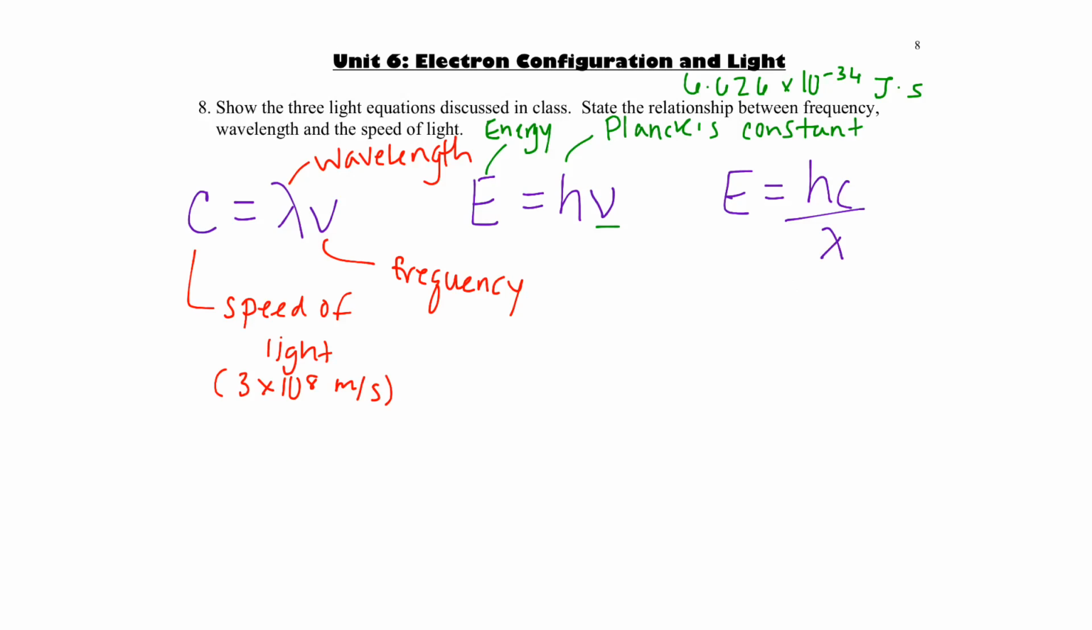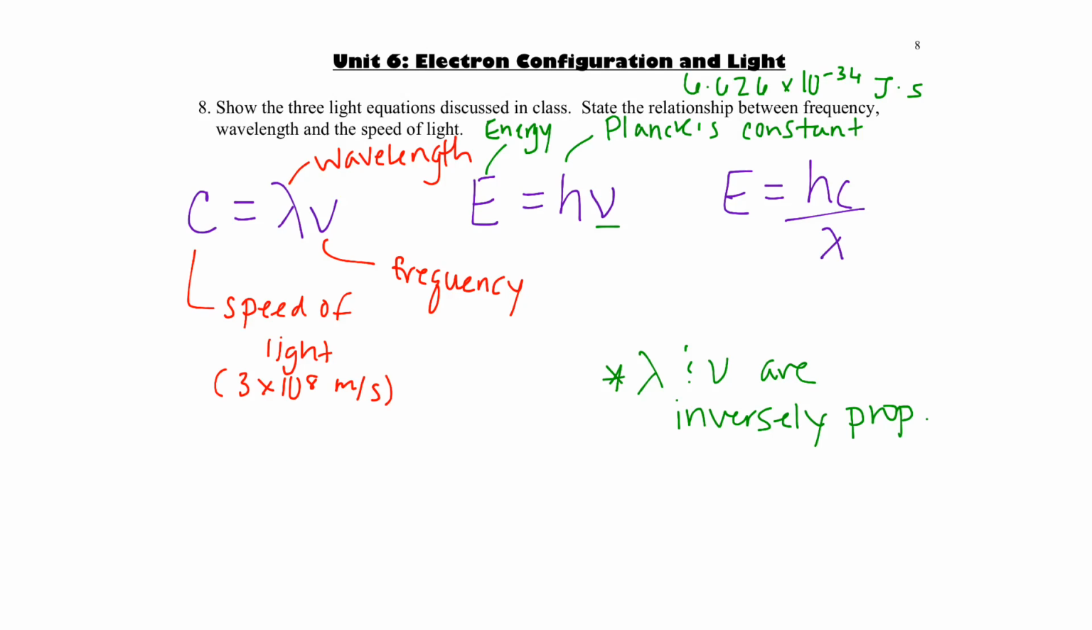The last part of the question asks you to state the relationship between frequency and wavelength and then the speed of light. So based on our equation right here, frequency and wavelength are on the same side of the equation, meaning if this one goes up, this one must go down to keep it equal to the same number. So we can say that frequency and wavelength are inversely proportional. As we saw with our gas laws, that means one goes up and one goes down.